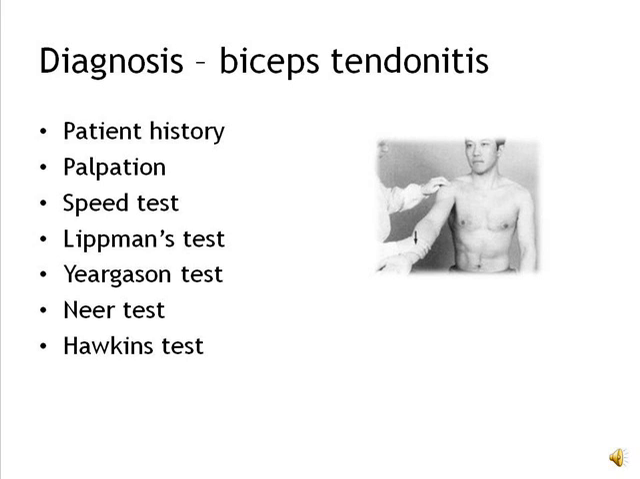Lippmann's test is when you hold the patient's arm in a 90-degree angle and palpate the bicep tendon below the glenohumeral joint, and you go from side to side in the groove. So a sharp pain indicates a positive test and the bicep tendonitis. Other tests you can do are Yergason, Neer, and Hawkins.